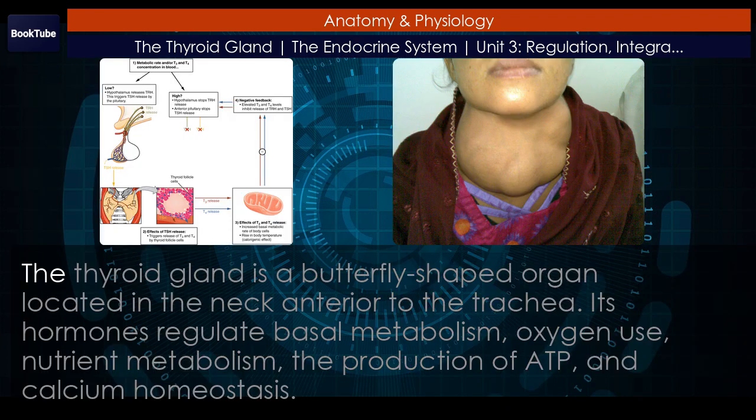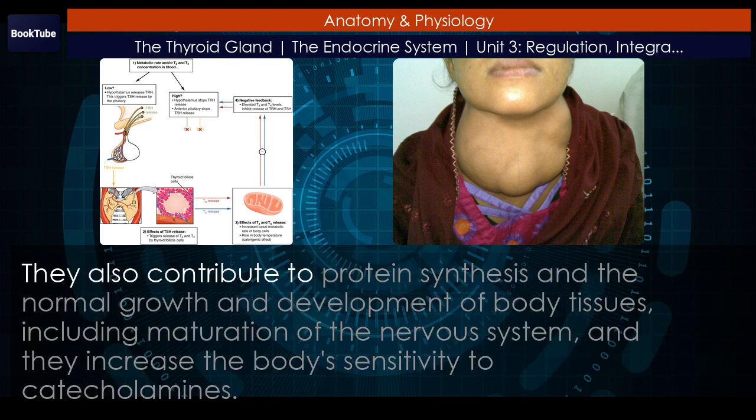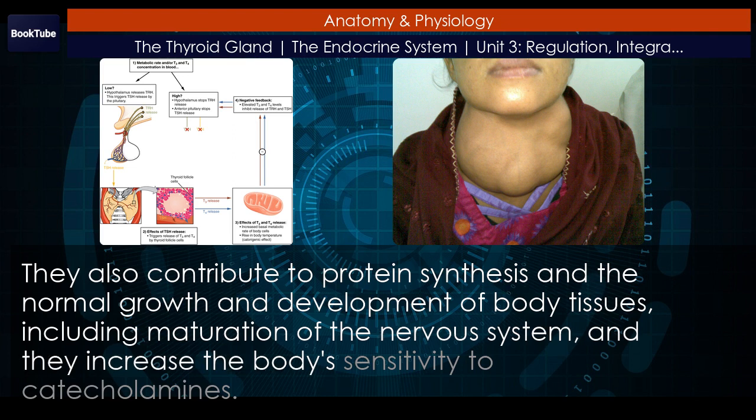Chapter Review. The thyroid gland is a butterfly-shaped organ located in the neck anterior to the trachea. Its hormones regulate basal metabolism, oxygen use, nutrient metabolism, the production of ATP, and calcium homeostasis. They also contribute to protein synthesis and the normal growth and development of body tissues, including maturation of the nervous system, and they increase the body's sensitivity to catecholamines.